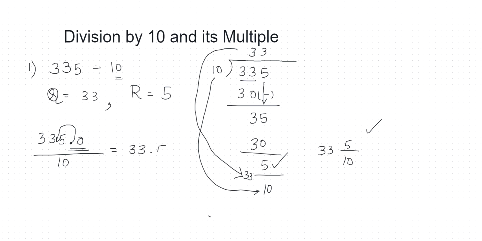So it becomes 33.5. Now in the second sum, let us take 4,268 divided by 100. There are two zeros, so you bring the decimal point two places forward, and you end up with an answer of 42.68. This is how you divide by 10 and its multiples.